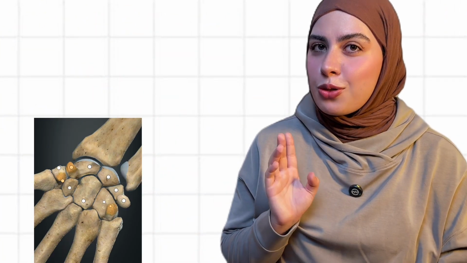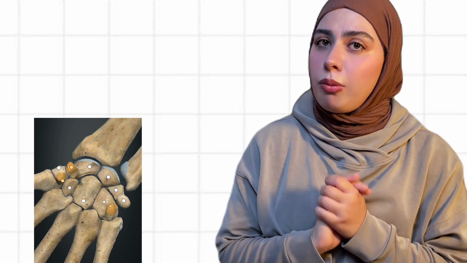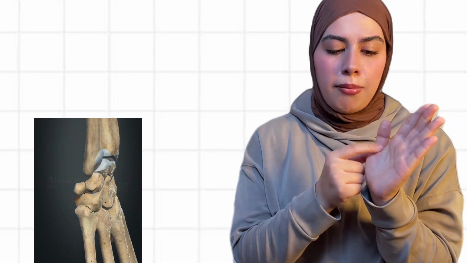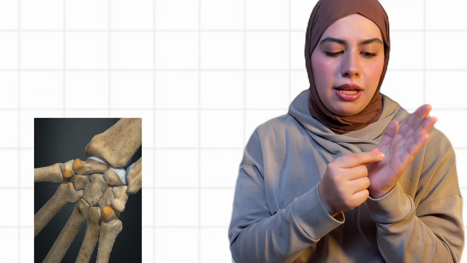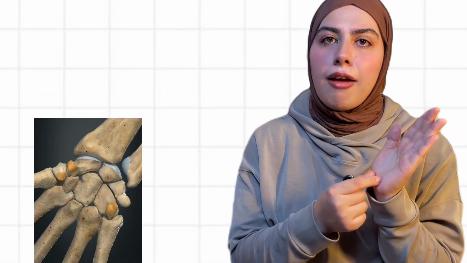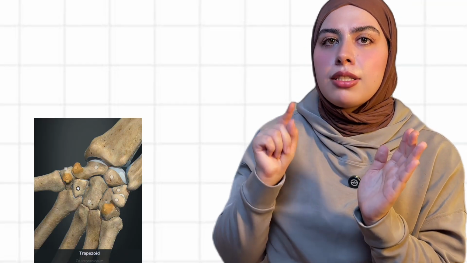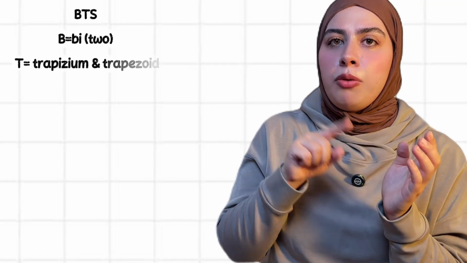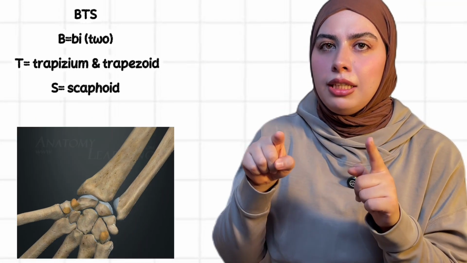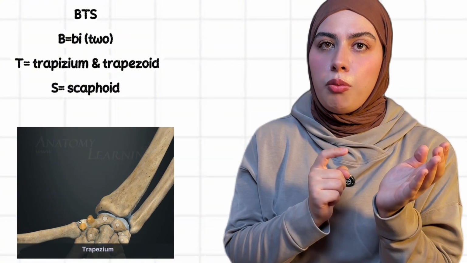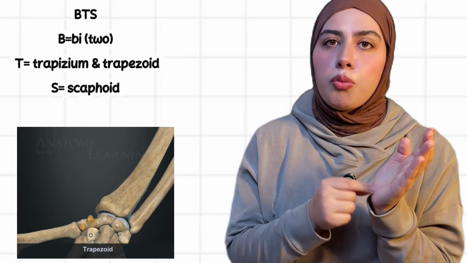I ended up not recording that part earlier, so I will tell you now. We divide them into 3 groups. The most lateral one is BTS. Then in the second group, we have LG. In the third group, we have HPT. In BTS, B stands for bi, then we have T, which means 2T, and then we have S. The 2T are trapezium and trapezoid. Then we have scaphoid.